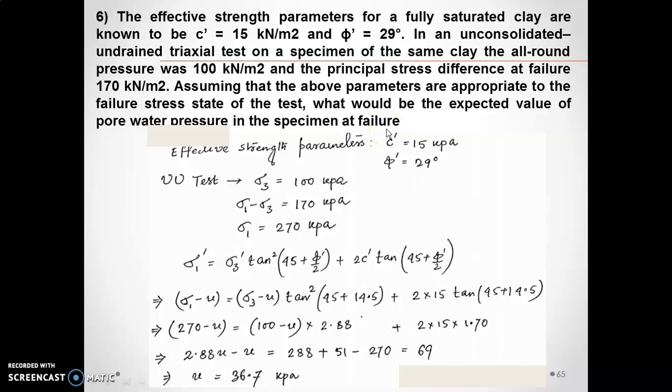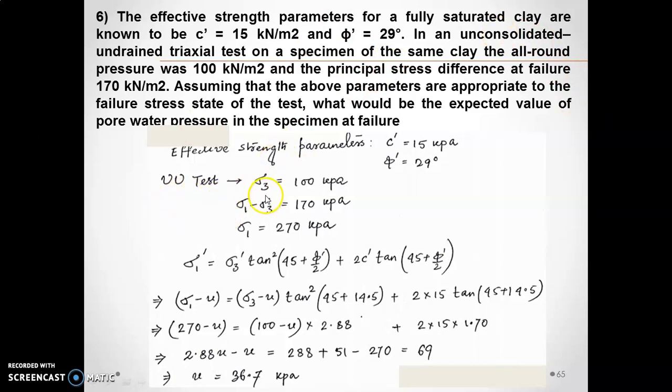Okay, here it is asked to calculate the pore water pressure. So here effective strength parameters are given, that is c' is equal to 15 kN/m² or 15 kPa and phi' is equal to 29 degrees. Why this dash, c' and phi'? Because they are effective strength parameters. Effective strength is always the total stress minus pore water pressure and is represented by c' and phi'. Now, this is an unconsolidated undrained triaxial test, meaning UU test.